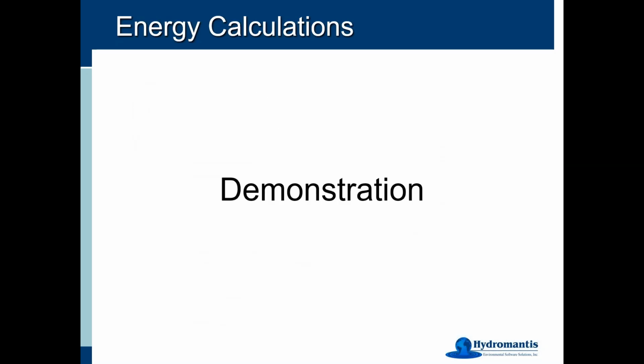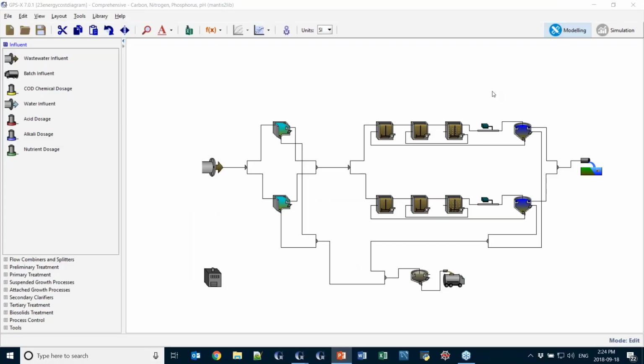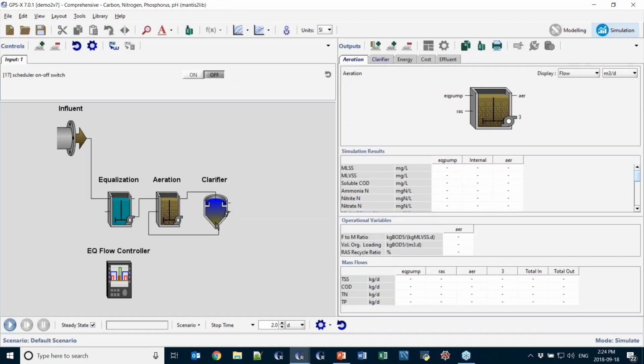Okay, so what I'm going to do is I'll go back to GPSX now, and I'm going to demonstrate, for example, how that works with a dynamic simulation where things are changing during the day and the price of energy is changing during the day. So I am going to go back to a very similar model to what I showed you before.